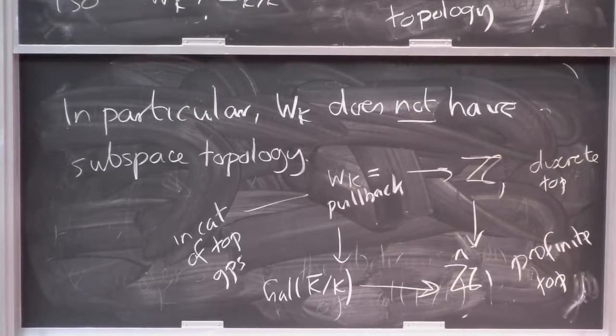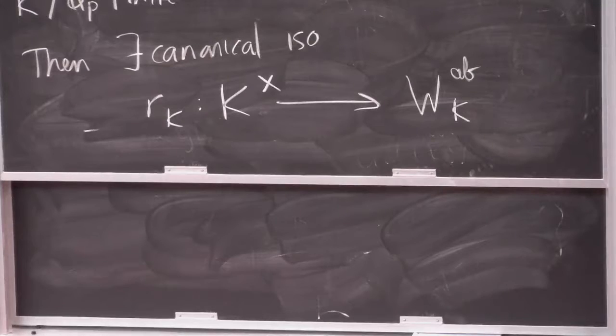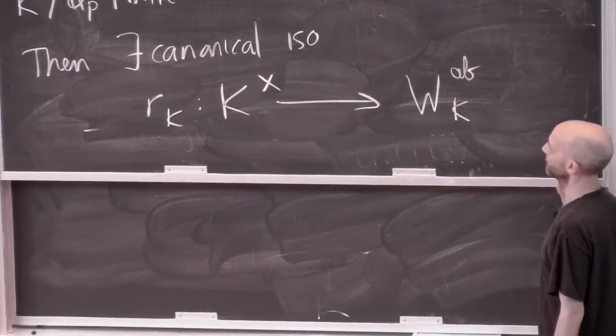But when you think about it, that's exactly what K star looks like, right? K star has got O_K star, the units, which are a profinite group, and then the quotient of K star by O_K star is just a copy of Z, the integers, with the discrete topology. So in fact, K star has a very similar feeling to W_K: a profinite part and a discrete part, and in fact, it turns out they're related. There's a canonical isomorphism r_K from K star to W_K ab.